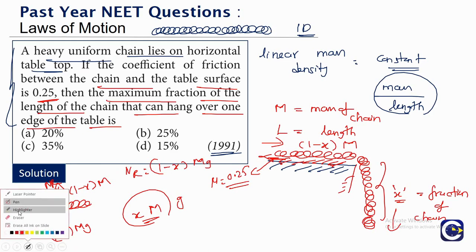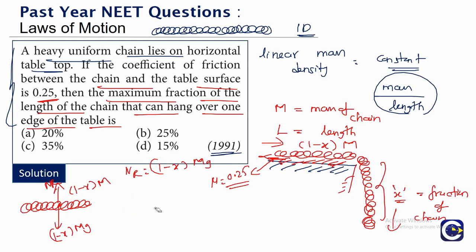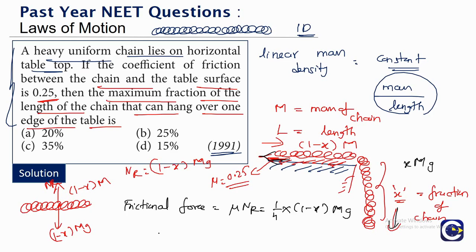So the frictional force will be mu into the normal reaction. That is 1 by 4 into the normal reaction, which is 1 minus x into capital M into g. Now this frictional force should balance the weight of the hanging part. The weight of the hanging part is x into M into g. So x into M into g should be balanced by the frictional force, 1 by 4 into 1 minus x into M into g.